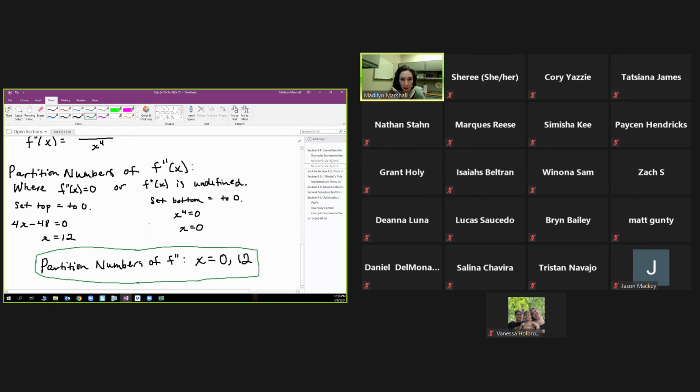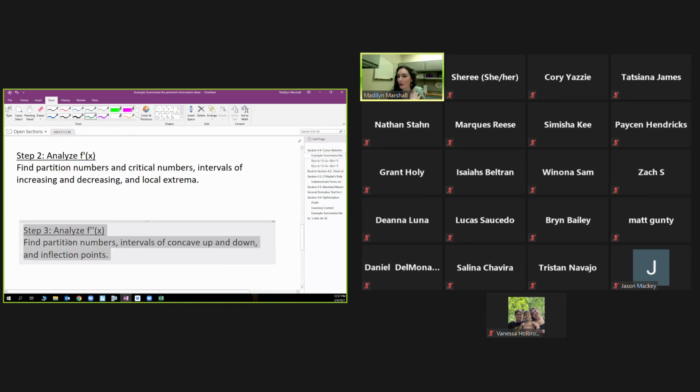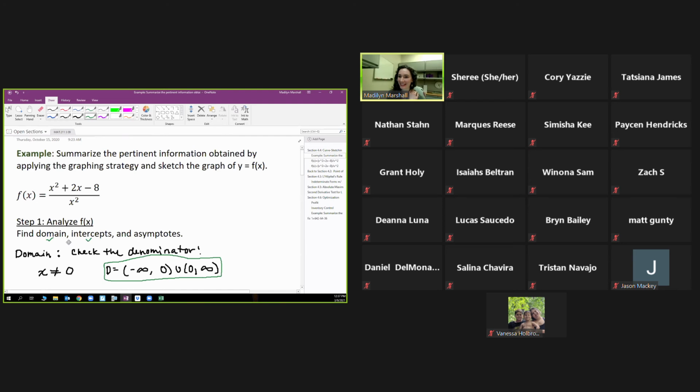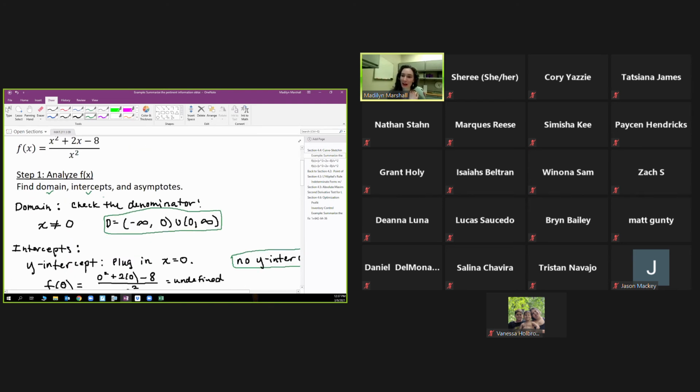So what we do with these is very similar to what we did with our partition numbers of f prime. Excuse me, Madeline. Yes. No matter what derivative we take from the original equation, the domain remains the same, correct? Yes. Anytime we're talking about the domain, it's always going to be the domain of the original function, which is the very first thing we find in this graphing procedure.